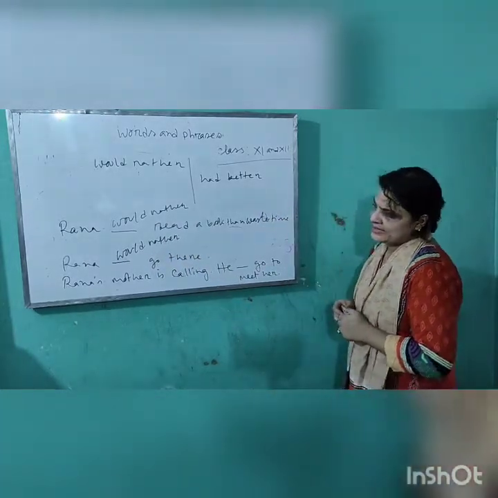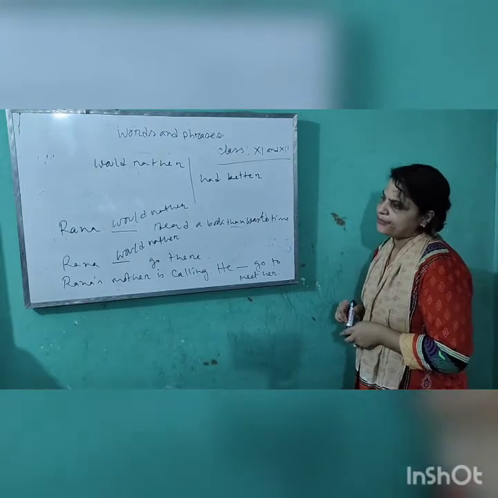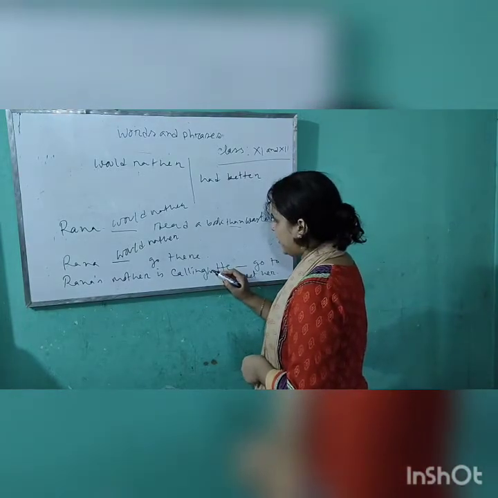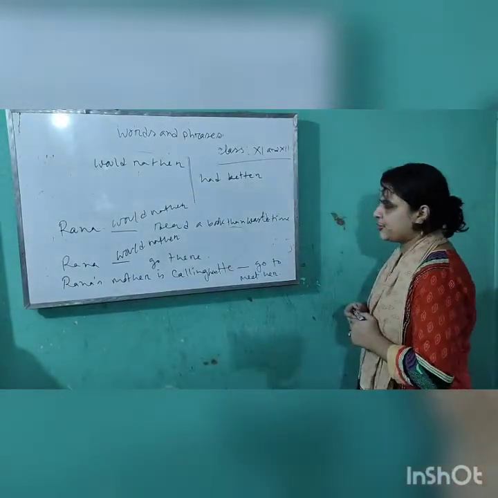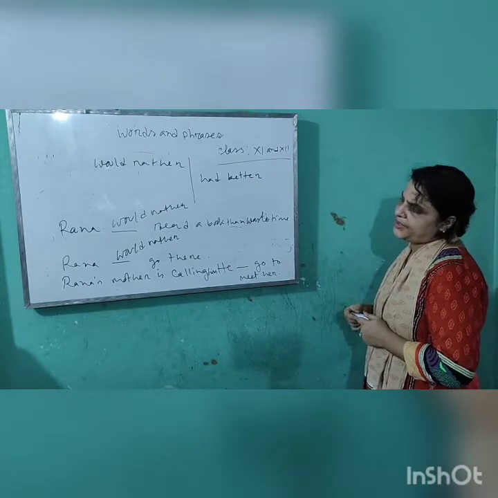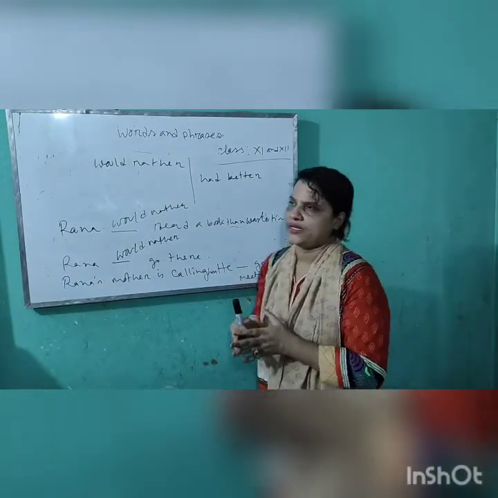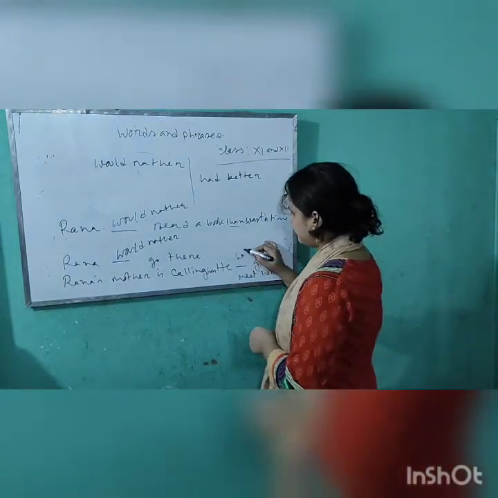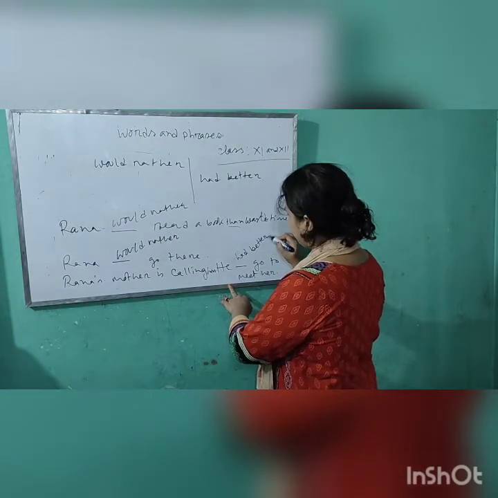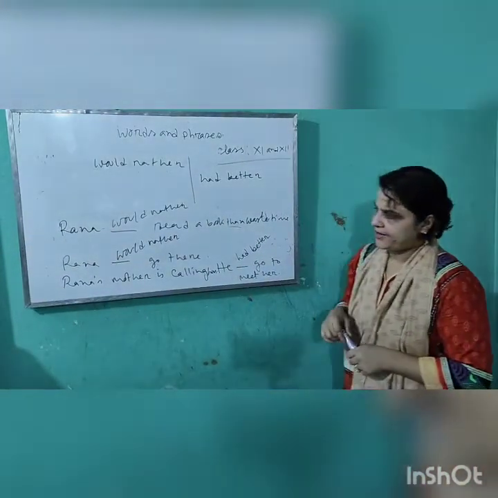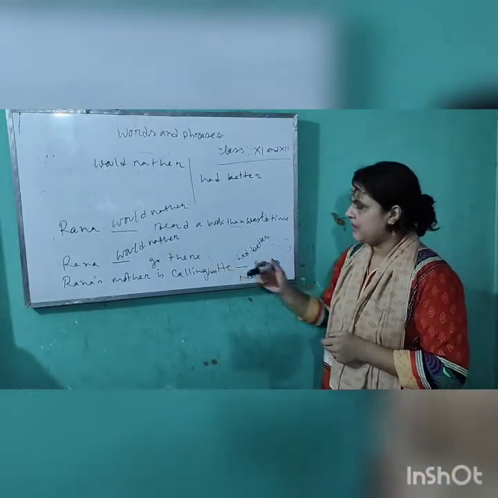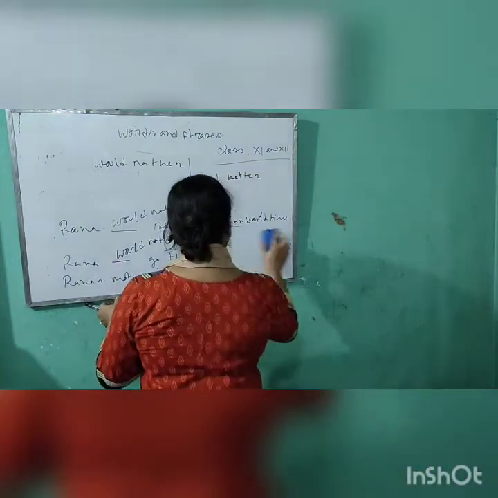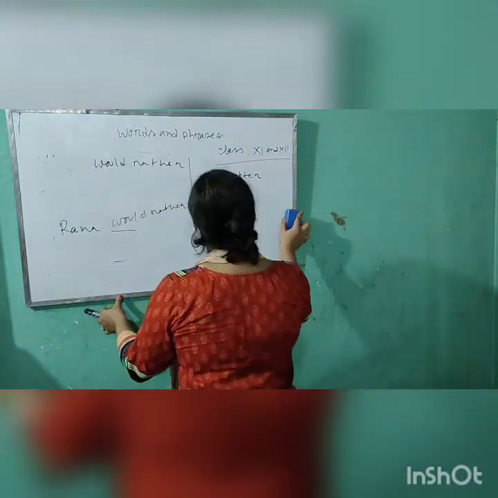But see the third sentence here. Rana's mother is calling him. He dash go to meet her. So here we find that Rana's mother is calling, so he needs to go there. So in that case, you can use had better. Okay, so you have to be very careful in using would rather or had better. Okay, now let us see another rule, another phrase.